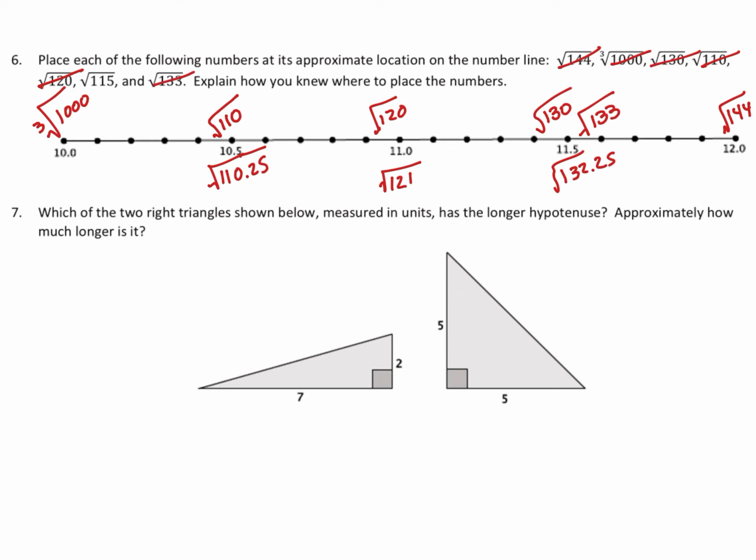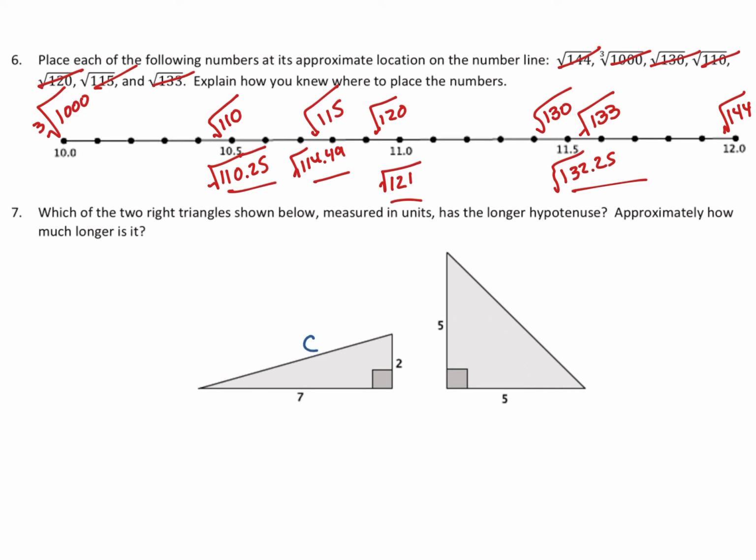Then I need to look at 115. So I might try 10.7 in my calculator and square it. 10.7 gives us 114.49, and 115 is just slightly above that. Using these values down here as our guide and our explanation, we can place the listed square roots and cube roots on the number line.